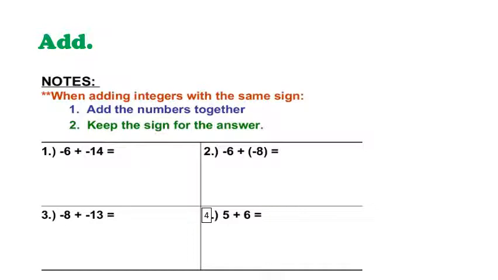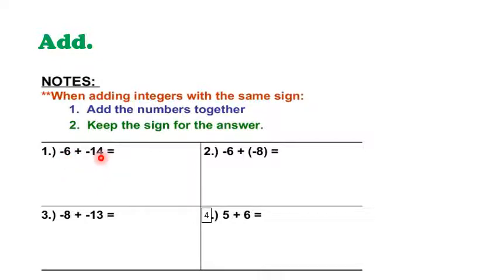I want to find the sum. I have 4 examples and it gave me a hint. It said when adding integers with the same sign, add the numbers together and keep the same sign for the answer. We'll start with example number 1. I have negative 6 plus negative 14. The two integers have the same signs. I will add and keep the sign.